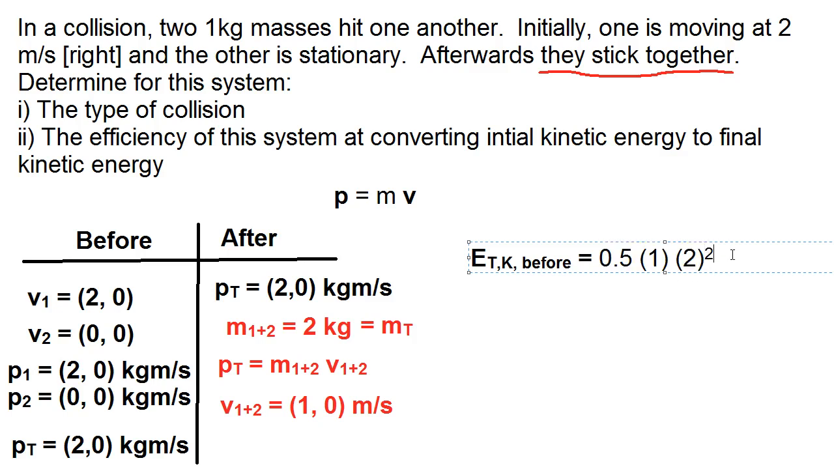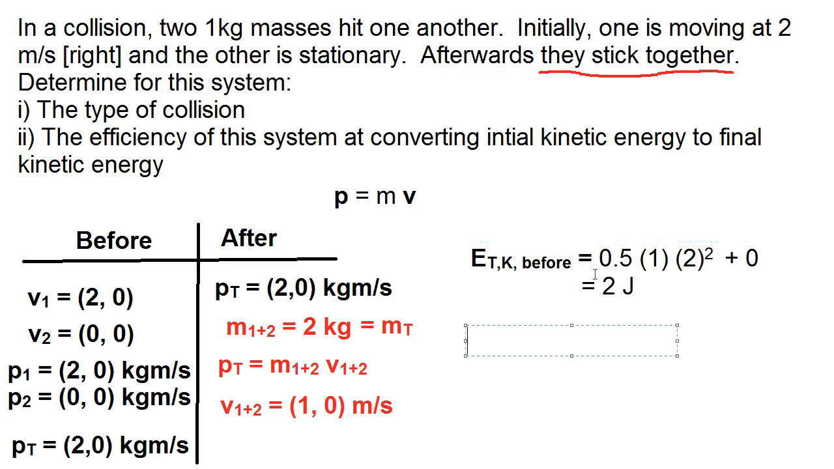And for the second one, the second object that's stationary in the before case, well, it's not going anywhere. So right away we can say that it just won't have any kinetic energy. So doing this, we can actually calculate the total amount of kinetic energy in joules that we need. And here, if you calculate it out, we'll get 2 joules.